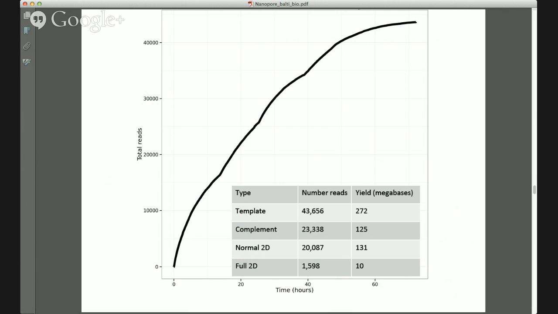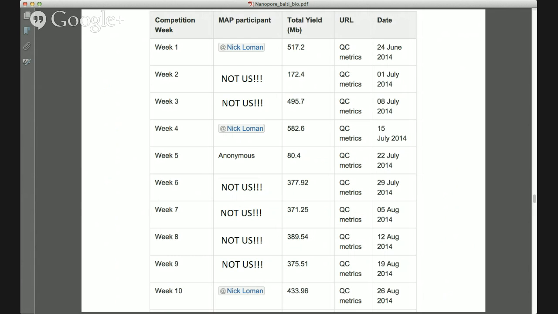And what you can see from the run stats is that the number of forward reads is about 43,000, number of reverse reads about 23,000, and so the 2D reads is always going to be less than the number of complement reads you have, because you need template and complement to make a 2D read. And what you can see here is that most of these reads are categorized as normal, in quotes, and few of them are categorized as full, and I'll explain what that means in a minute. So in terms of is this a typical throughput, these are the run metrics.